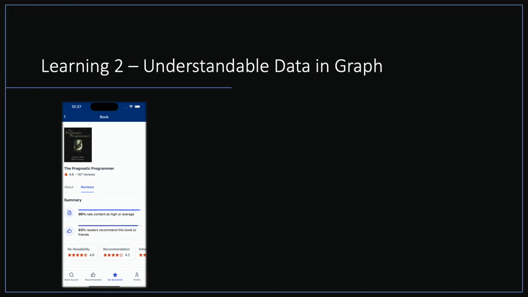Okay, now let's go down to some of the details. For this part of the UI, we need some data, like the average review score, the total number of the reviews. For those 2 progress bars, we need some average percentage number for the content rating and the reader recommendation rating. And for the carousel at the bottom, we need some average review score for each category, like the readability, recommendation, etc.